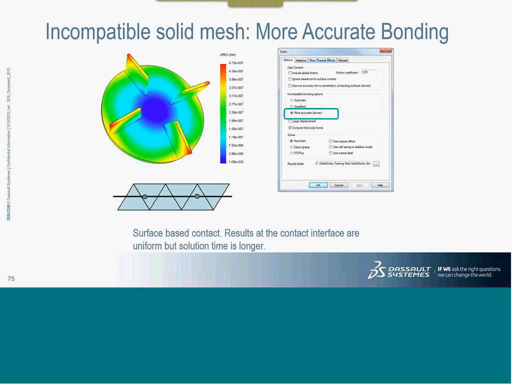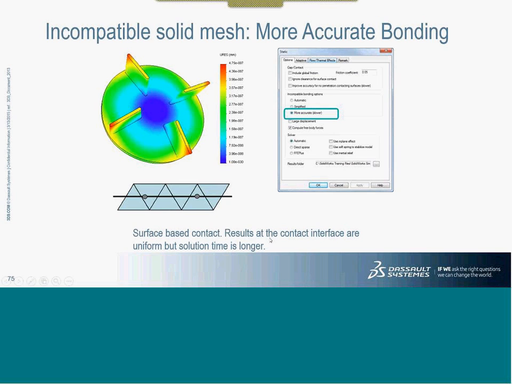Apart from that, in the case of incompatible solid mesh, if it is selected, you will see this extra option called more accurate, slower, along with automatic, where the software will decide, and simplified, which is the old way of doing it. More accurate, slower is a kind of new algorithm that was implemented for incompatible solid mesh. On the face of it, it will not show you anything, but internal to the software, this is the kind of difference that is happening.